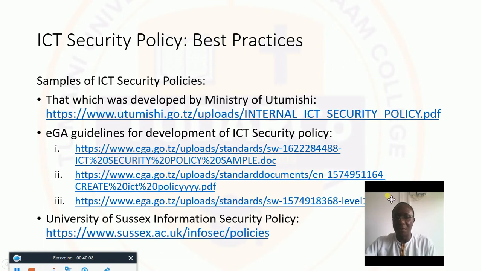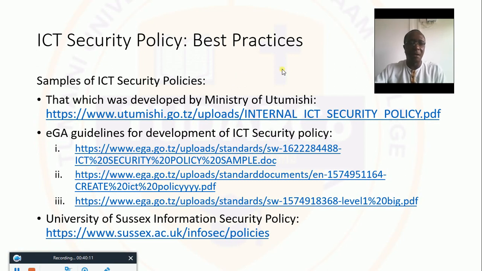Okay, now let's see what the sample ICT security policies are. The first one, you can visit the website of the Ministry of Utumishi. They have their ICT security policy. You can download it and see how it looks. Or the electronic government, EGA, they've got their policy. This one is actually a template of the policy. You can see what the policy should contain, although it was prepared for government institutions, at least it can give you somewhere to start.